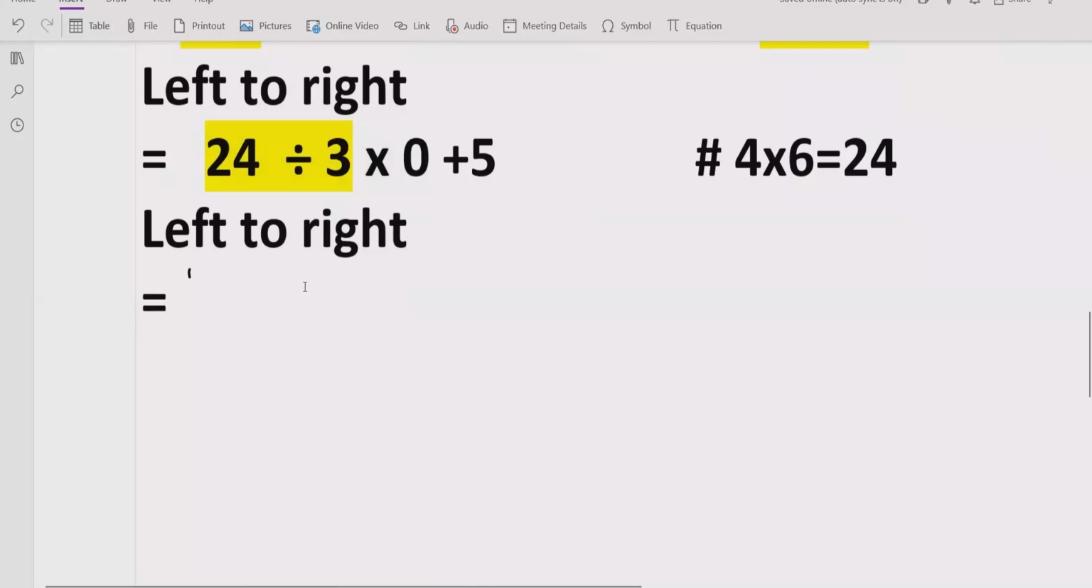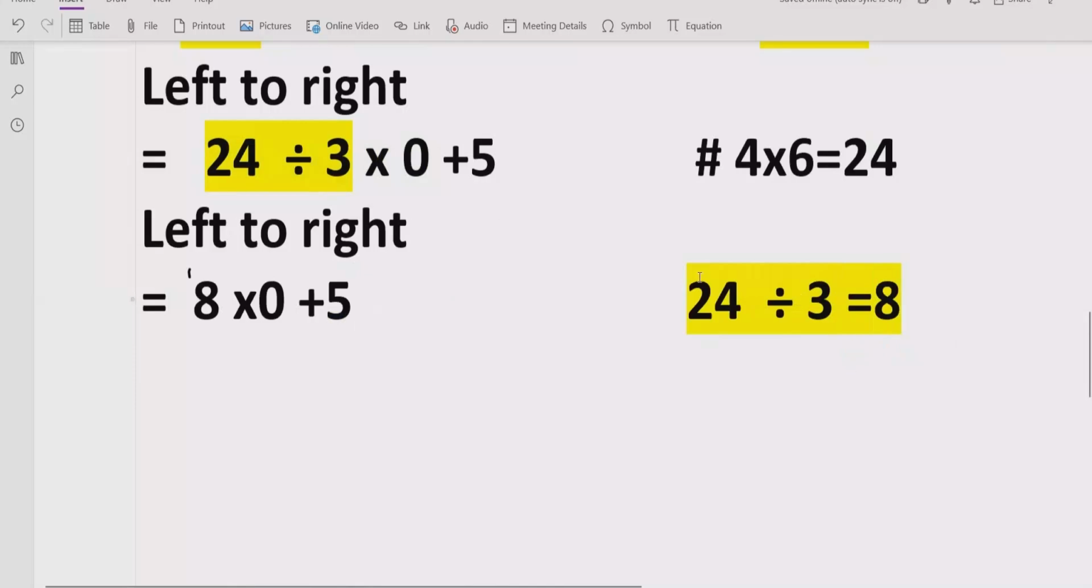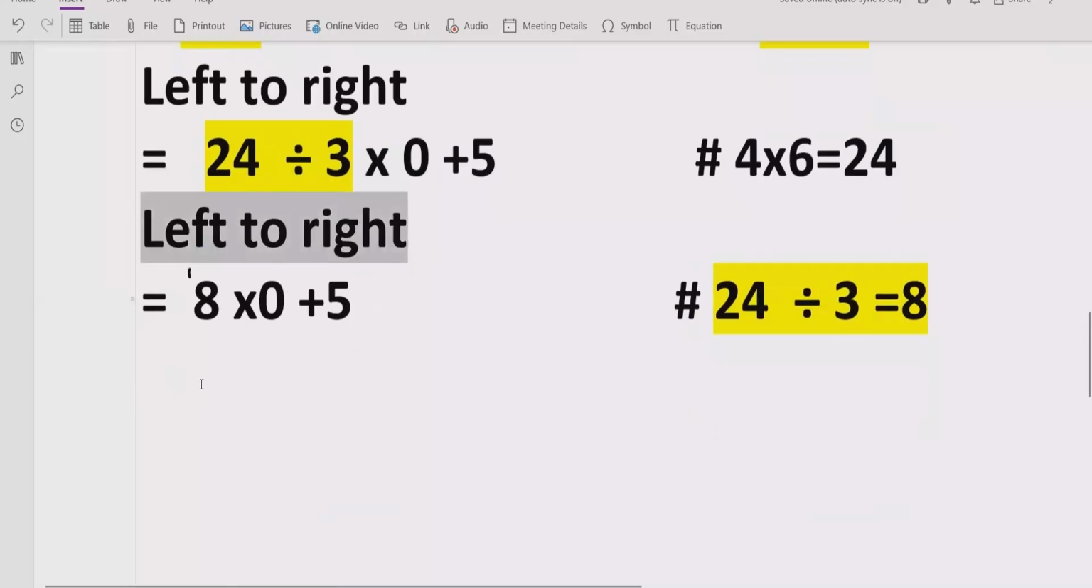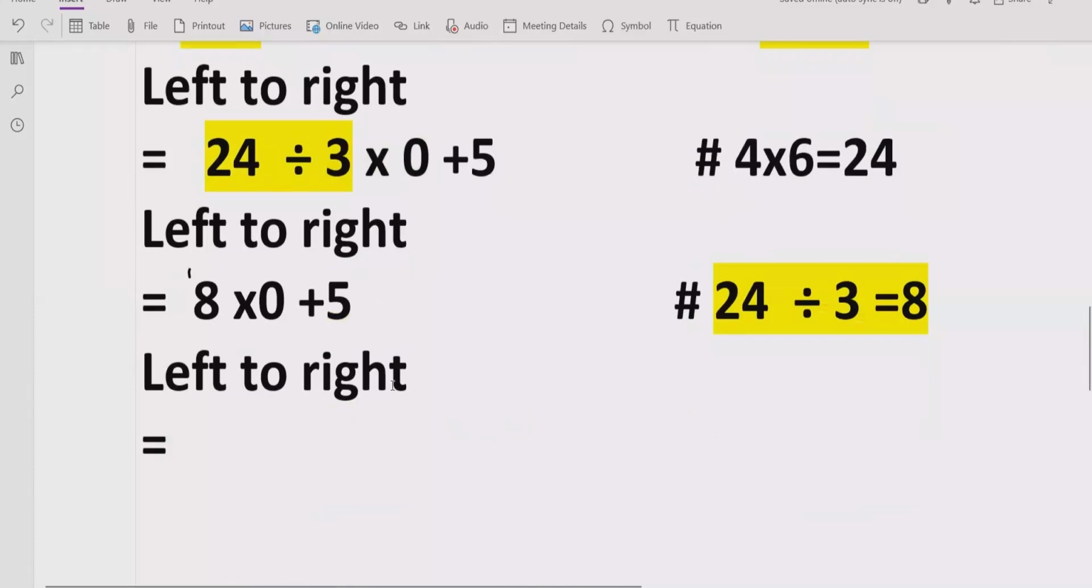So it becomes 24 divided by 3 equals 8, multiplied by 0, plus 5. And here we give the reference: 24 divided by 3 equals 8. Now, again, we have to go left to right and see: 8 multiplied by 0 equals 0, plus 5. These are two terms which are adding each other, so here the answer is 5. As you can see, if you follow the correct rule to solve this expression, you will get the answer 5, not infinity.